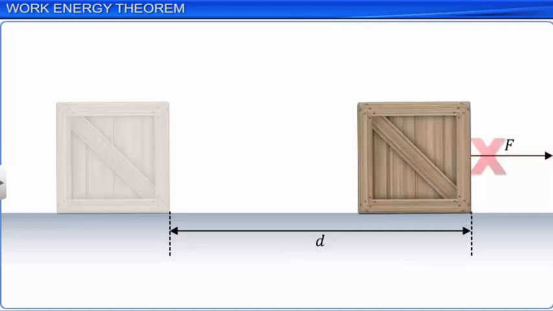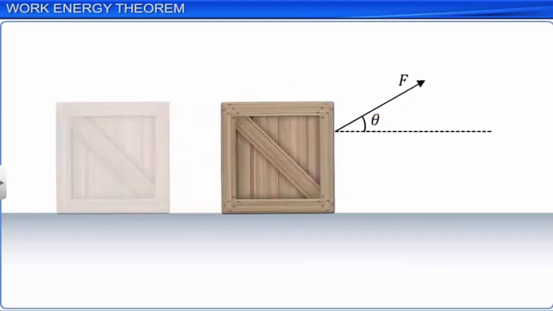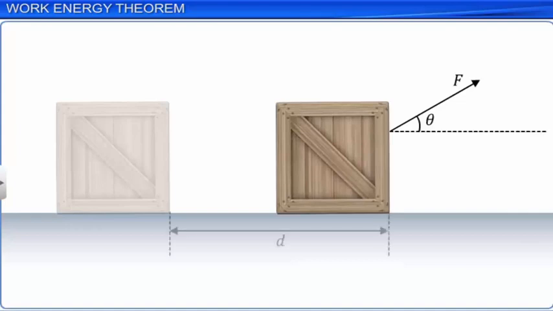where the direction of the force is not along the direction of the motion of the block. Here, the force makes an acute angle theta with the horizontal. In this case, too, we observe that the block moves in the horizontal direction only. Here, the total amount of force is not being utilized to move the block. Only the component of the applied force along the direction of the displacement is responsible for the motion of the block. This component is F cos theta.